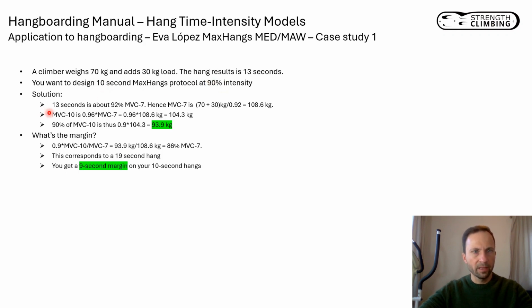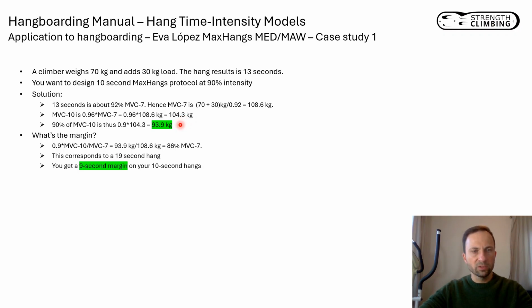So here's the solution. Since 13 seconds is equal to about 92% of MVC7, we can calculate that MVC7 is 70 plus 30 divided by 0.92, so the MVC7 is 108.6 kilograms. Now MVC10 is 96% of MVC7, so that's 0.96 times 108.6 kilograms, and that's 104.3 kilograms. That's our MVC10, okay? That's the maximum load with which we can hang for 10 seconds.